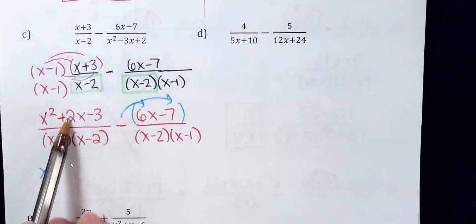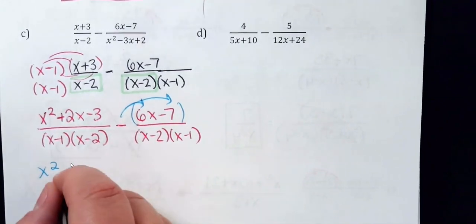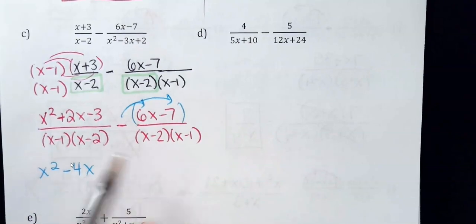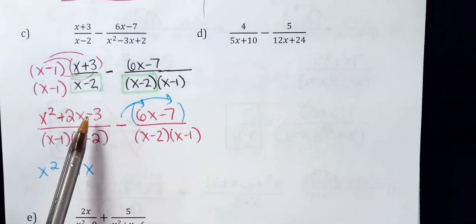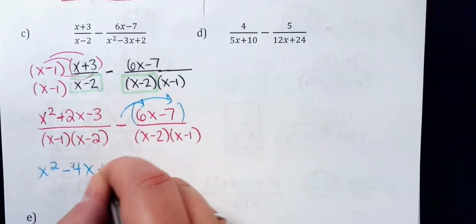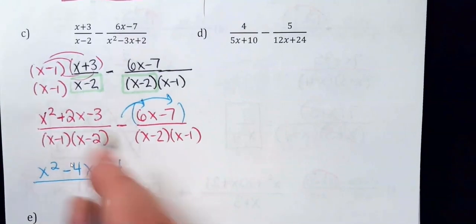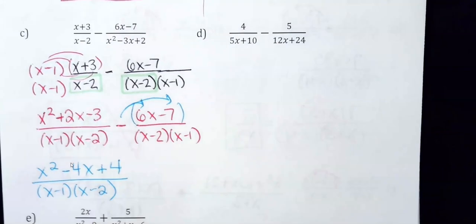Now, 2x minus 6x. So 2 minus 6 would be negative 4x. And then for your plain numbers, you got negative 3, but then it's minus a negative 7. So negative 3 minus a negative turns into negative 3 plus 7. So that would actually be 4. And then just leave that bottom in factored form.